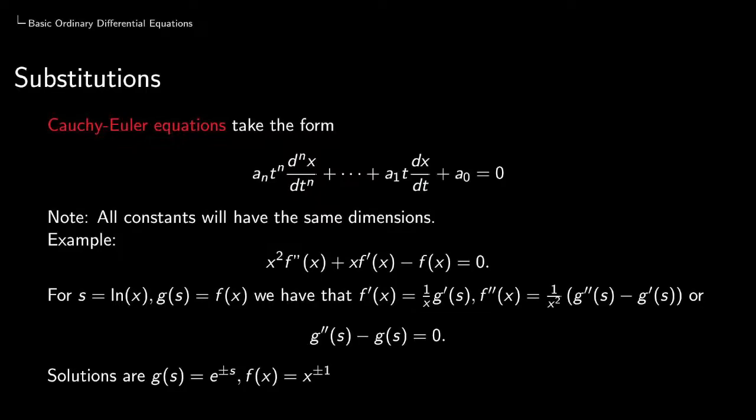The solutions to that, using our previous tools, the characteristic polynomial there is lambda squared minus 1, which will have solutions lambda equals plus or minus 1. This will give us solutions of g of s equals e to the plus or minus s, and if we translate this back into f-land, solutions are going to be x to the power of plus or minus 1. So the solution will have a linear term, and then it will have a 1 over x term.